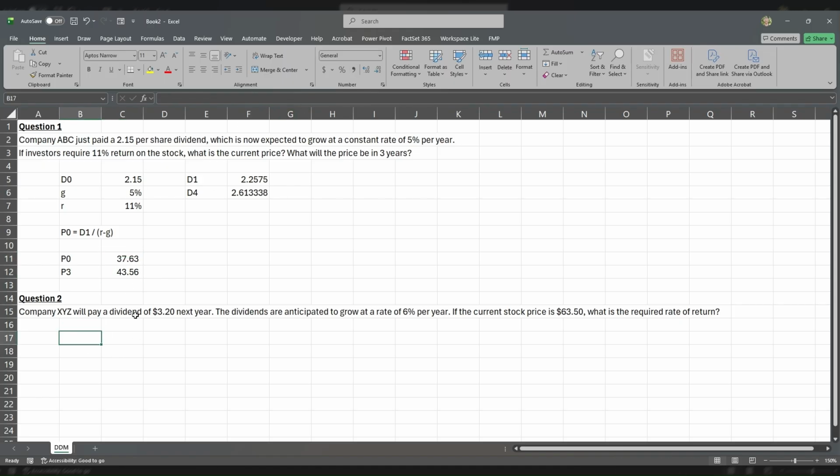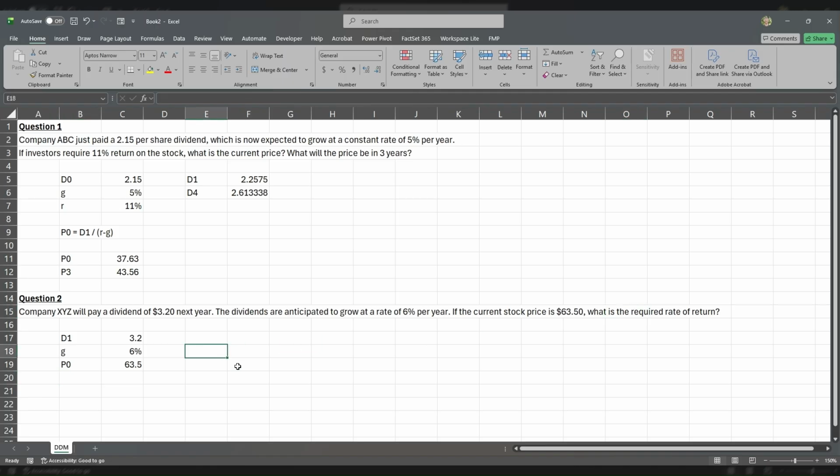Question 2, we have a company that will pay a dividend of $3.20 next year. So we're given D1, dividend 1, 3.20. This is the dividend next year. And they're anticipated to grow at a rate of 6% per year. And we're given the current stock price as well. So we're given P naught at 63.50. What is the required rate of return?